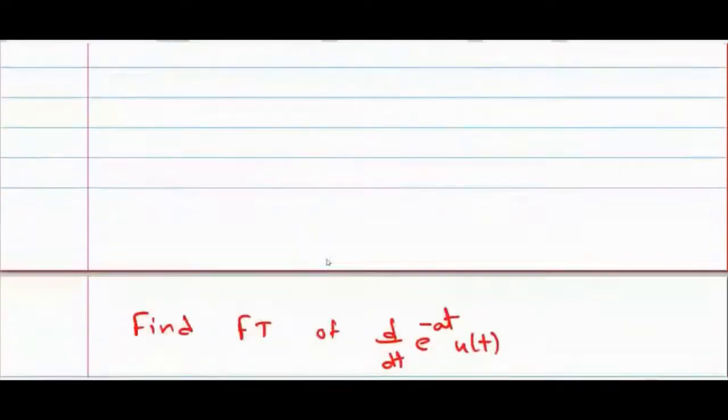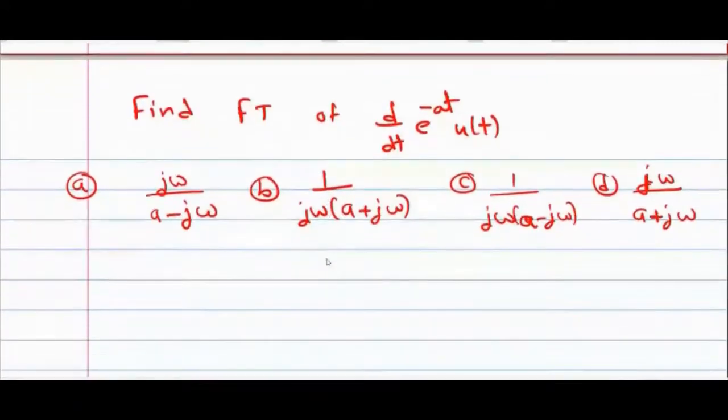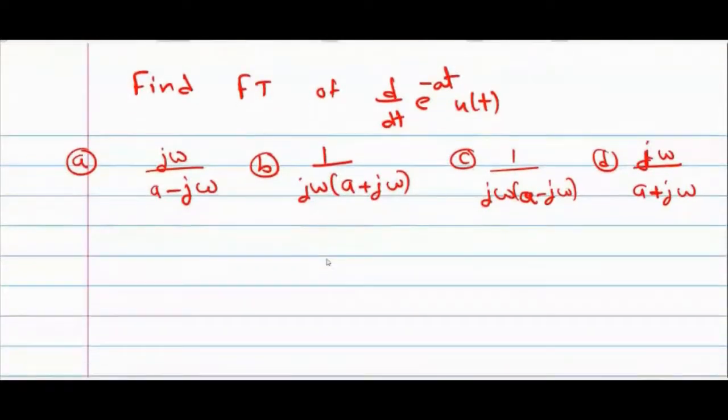Next question, find Fourier transform of d by dt e raised to minus at into u of t. And there are 4 options: j omega upon a minus j omega, 1 upon j omega bracket a plus j omega, 1 upon j omega bracket a minus j omega, last option j omega upon a plus j omega.